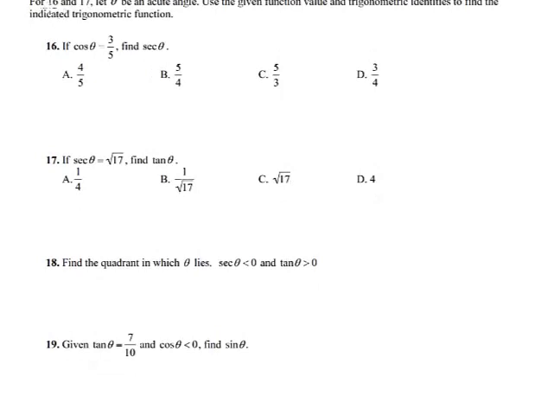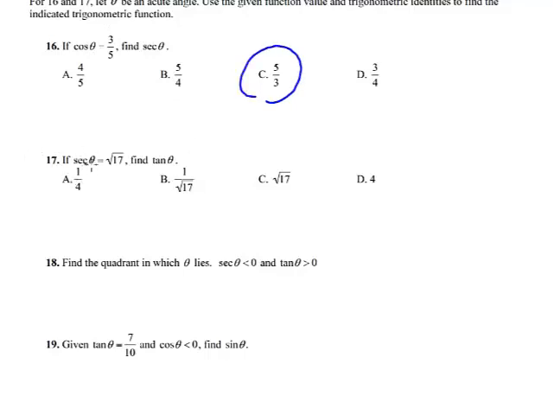Okay, for 16 and 17, let theta be an acute angle. Use the given function value and the trig identities to find the indicated trigonometric functions. So we want to find secant of theta. Well, we know secant of theta is the reciprocal of cosine of theta, which will be 5 over 3.